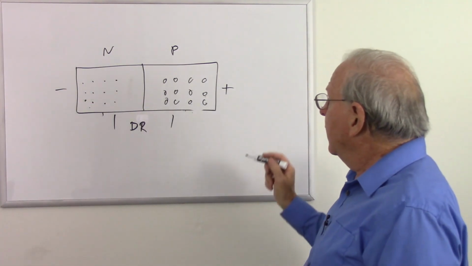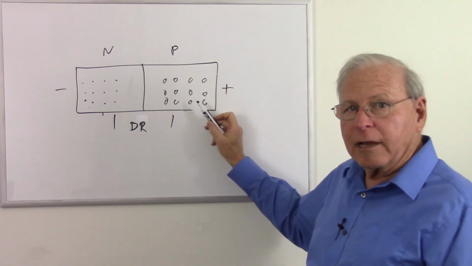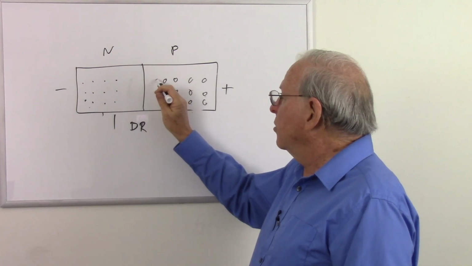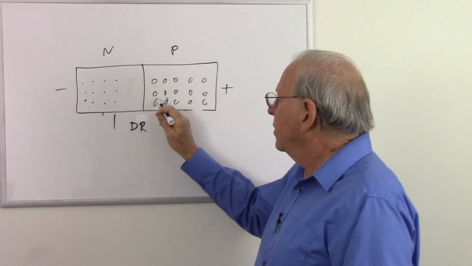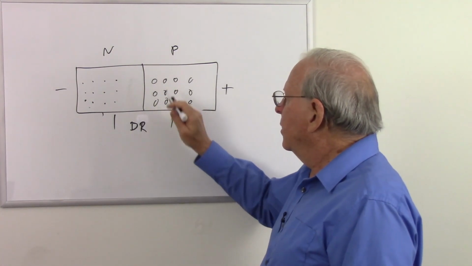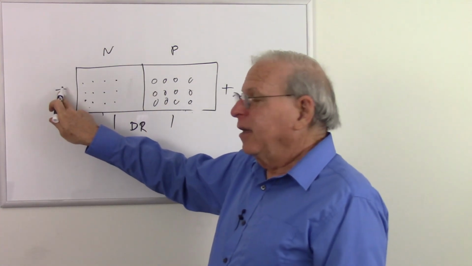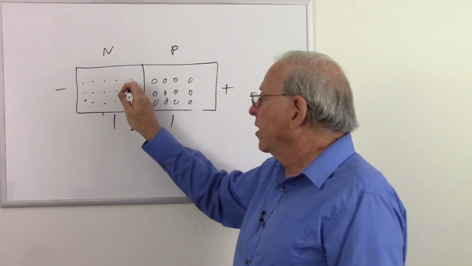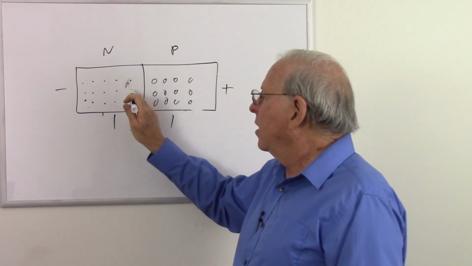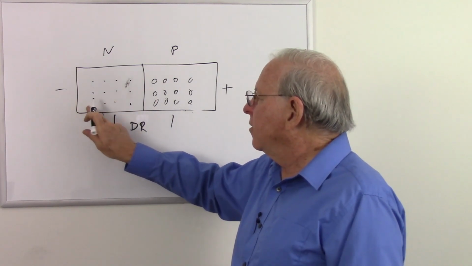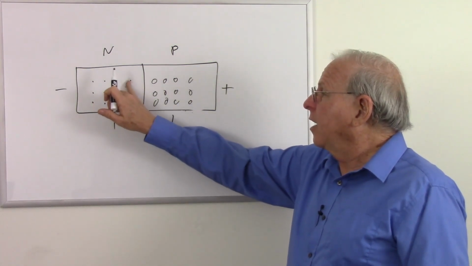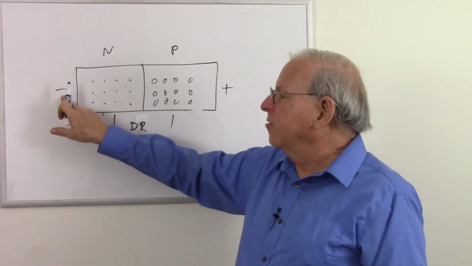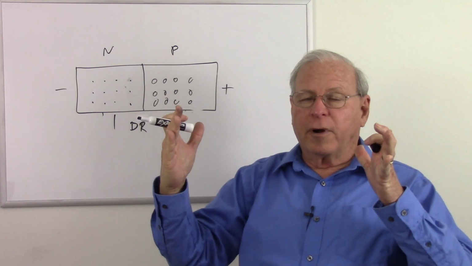What's going to happen? Well, these holes look like positive charges, and they're going to be pushed away. So they're going to be pushed closer to the junction. These electrons are negatively charged, so this negative charge over here is going to push those electrons closer to the junction. Okay, so if we put negative on the P side, positive on the N side, the charges are pulled apart.